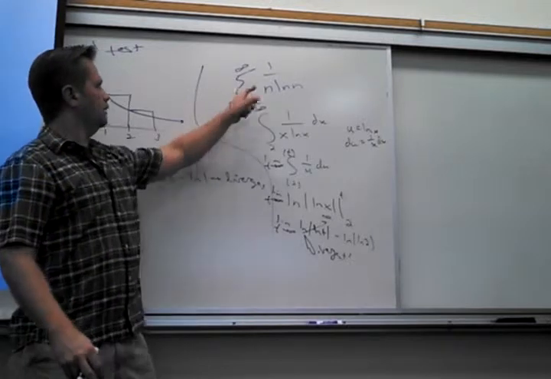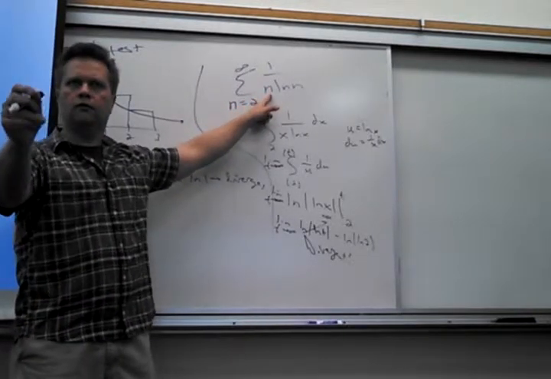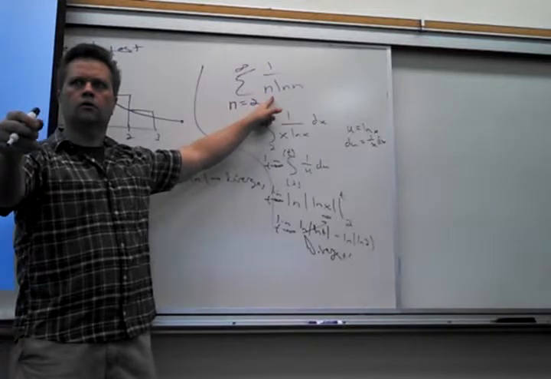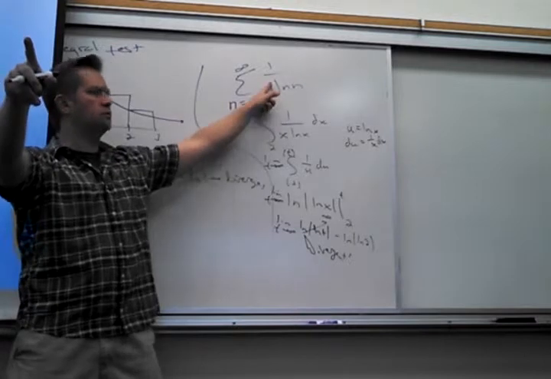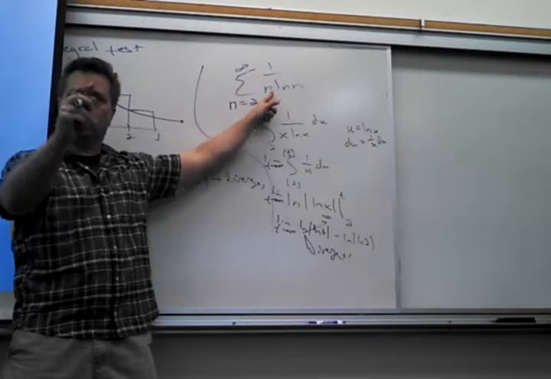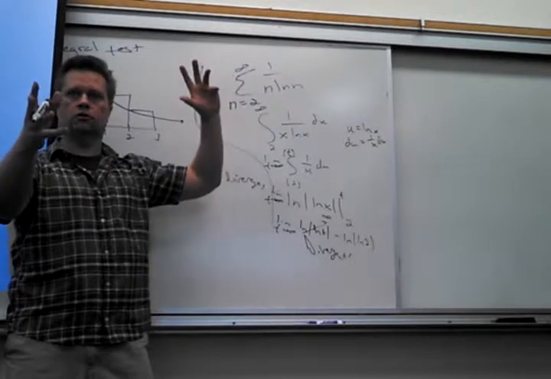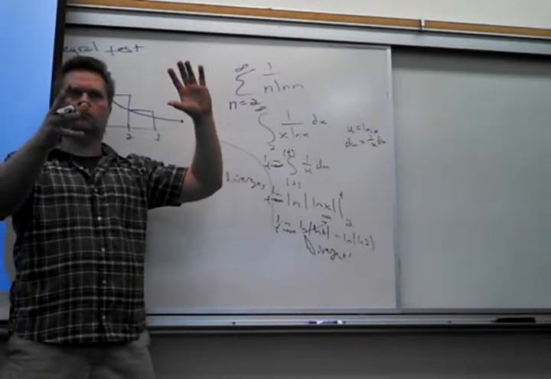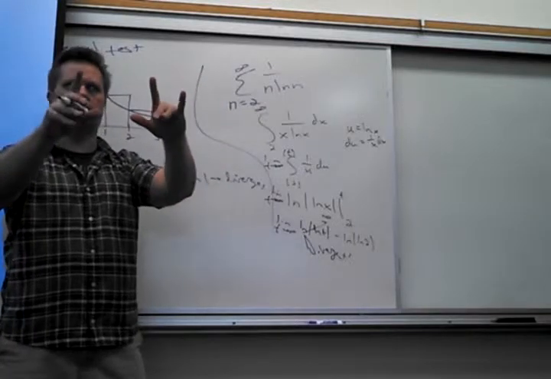Remember, if this would have been n squared, what do we know about that series? We've proven this one too. P is greater than 1, therefore it converges. I haven't really put it in the form of a p series yet, but if the power is bigger than 1, this will converge. So if this was n squared, it would converge. You guys with me? Yes. All right, we've talked about that one before.